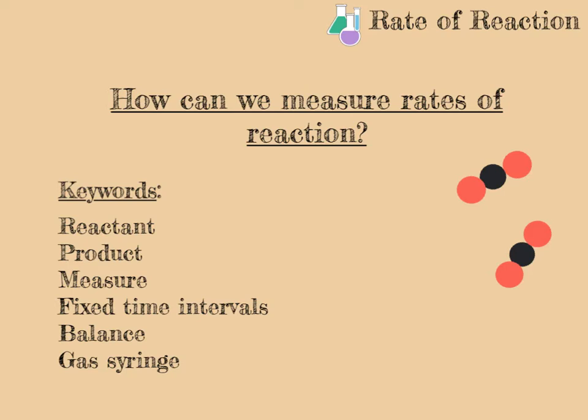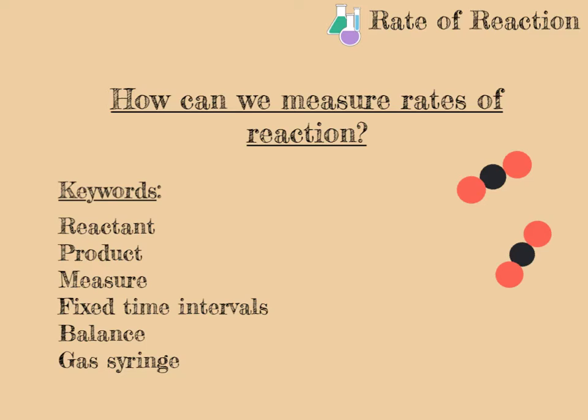Balance, and in this case I mean top pan balance, which is what you'd probably call scales. So they're used for measuring the mass of a solid, but balance is a better scientific term. And gas syringe, which is a piece of equipment that you may not have seen yet, that's used to measure amounts of gas, quantities of gas.